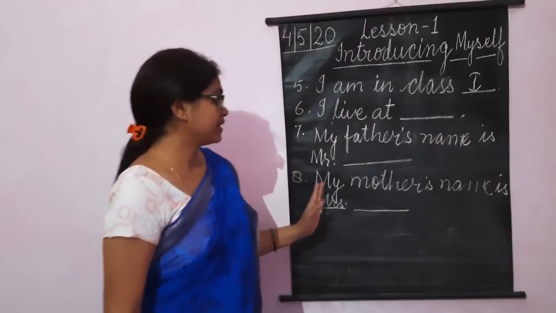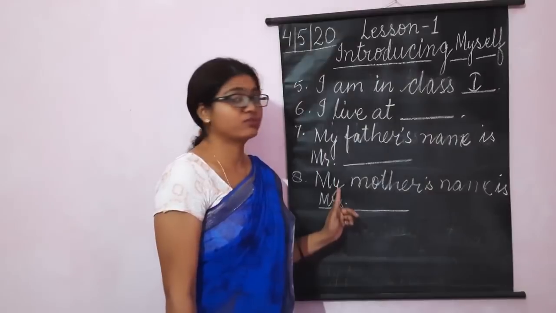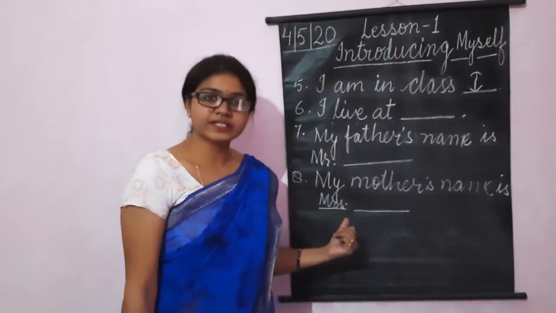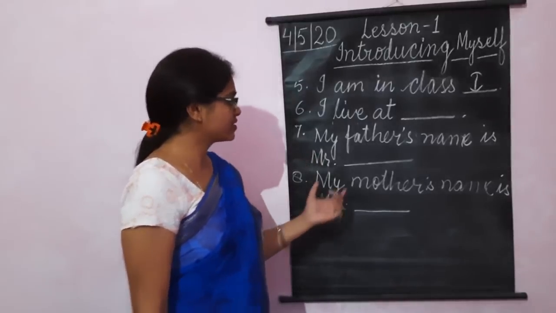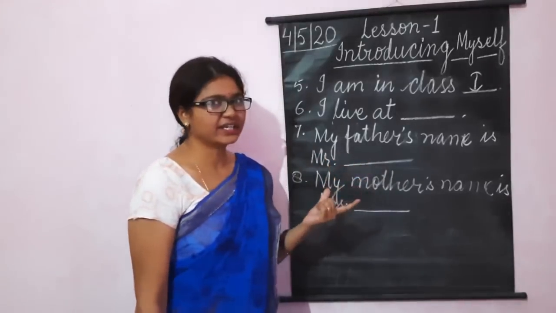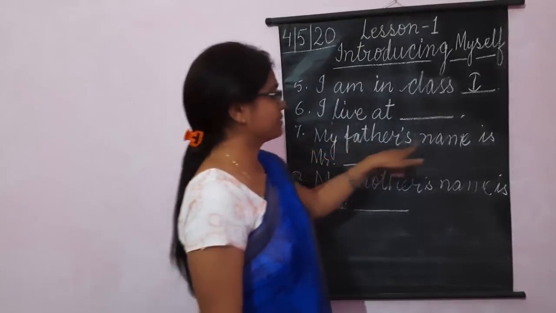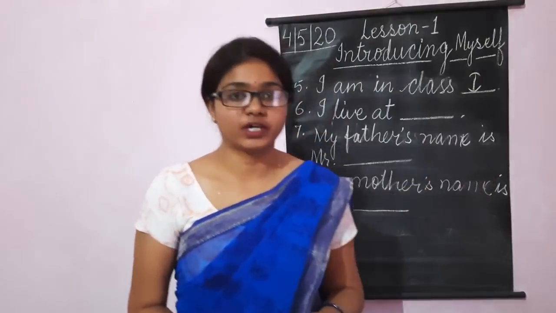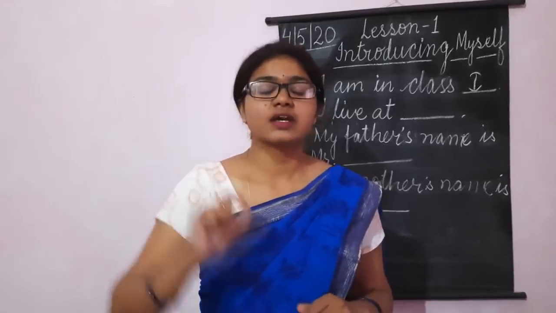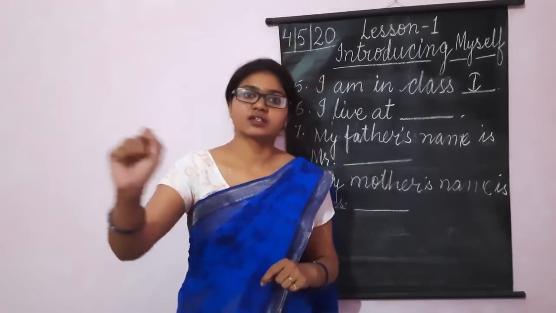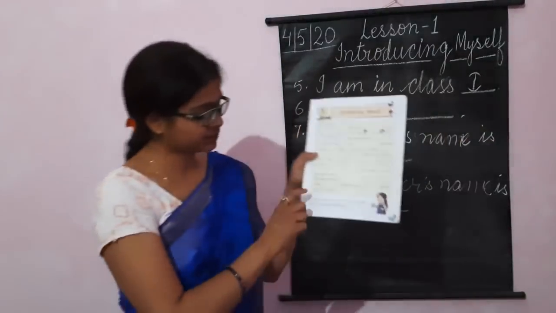Whenever you write down your father's name, you write Mr. Whenever you write your mother's name, you write Mrs. Without this Mr. and Mrs., your sentence will be incomplete. So whenever you say your father's name, you have to mention: my father's name is Mr. this, and my mother's name is Mrs. this. Okay. Now the next line.